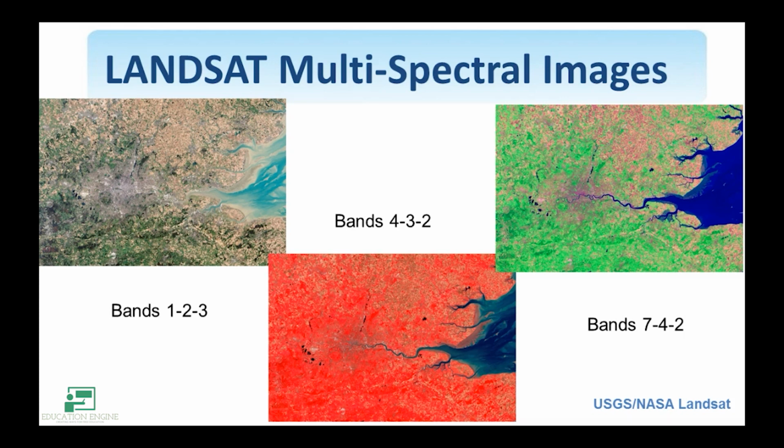So the reservoirs here close to Heathrow are shown in dark blue, while the city itself is shown in gray. So these images offer very good views of city infrastructure, sediment, and also bathymetry. We can tell how deep the water is over there. However, a band 1, 2, 3 image is not useful. It's difficult to distinguish between different types of vegetation and between clouds and snow.